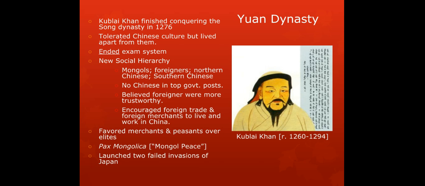The Mongolian peace, Pax Mongolica, continues to thrive. And they did launch 2 failed invasions of Japan. Never worked. Japan was never taken over. It's not just the fact that the Mongols are stronger militarily than they are through the Navy. There was also a massive storm that destroyed a number of Mongol ships.